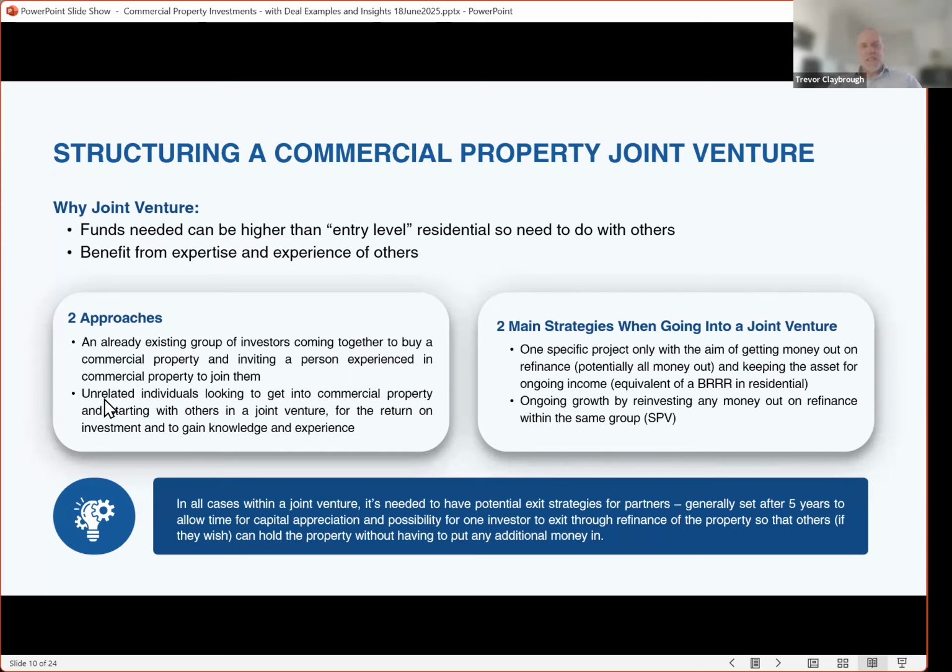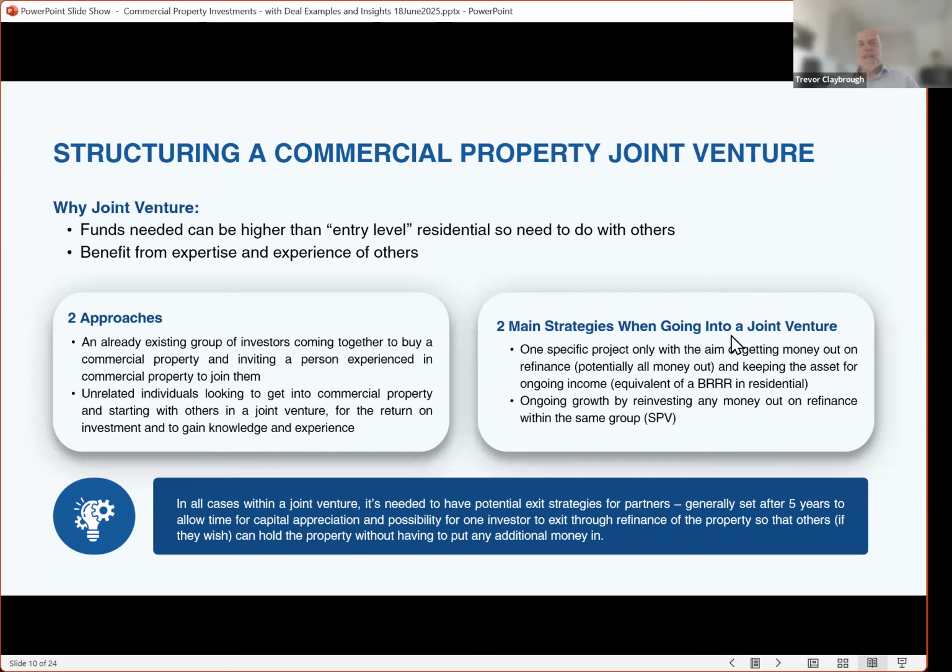And the other approach could be unrelated individuals looking to get into commercial property and start that in a joint venture, which can be obviously for the return on investment. Some people just go in simply for the financial rewards, and other people go in both for the financial rewards and also to get the knowledge and experience of how a commercial property project works, potentially to go afterwards and do it directly themselves.